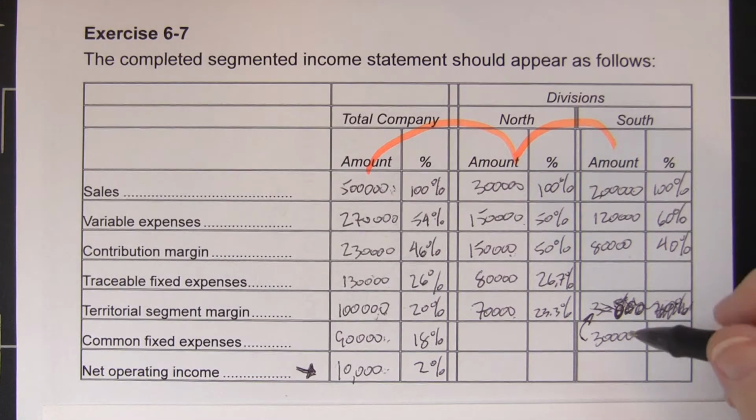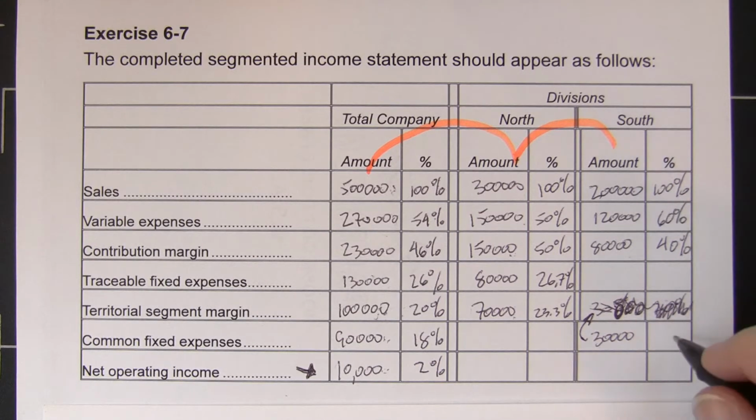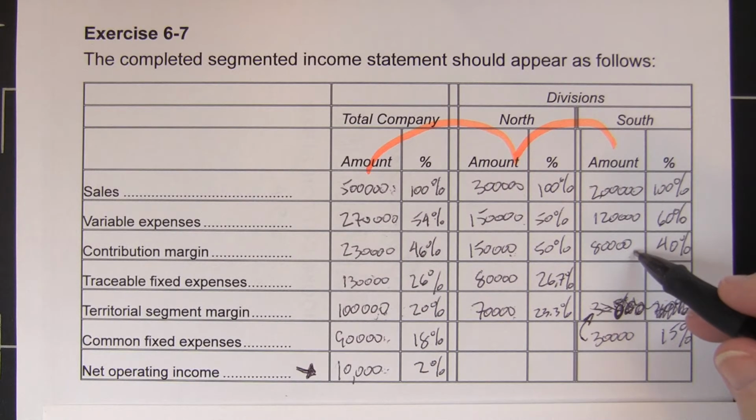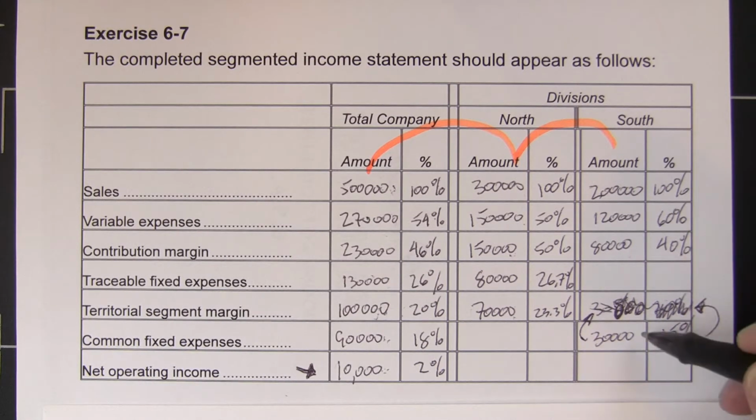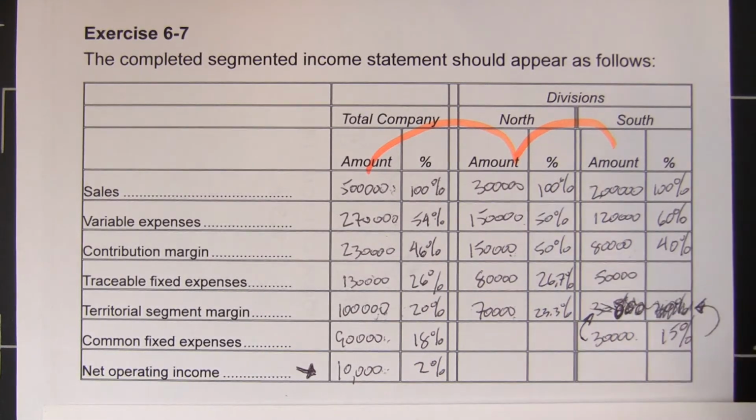So they gave us the 30, so if we had 100 altogether, they gave us 30 for here, the other 70 had to be there. 30 divided by 200,000 gives us a segment margin of 15%. Remember, these go up here in that line. And if we had 80,000 in contribution margin, and we ended up with 30,000 in segment margin, the traceable expenses had to be 50,000. And 50,000 divided by 200 gives us 25%.